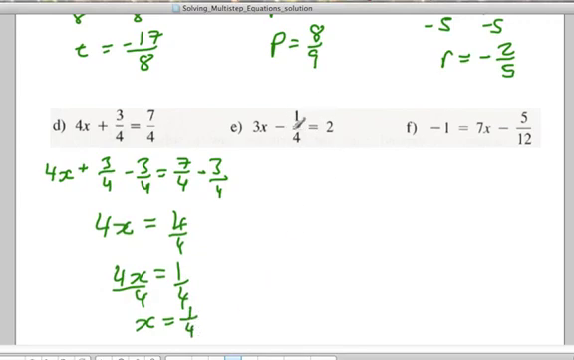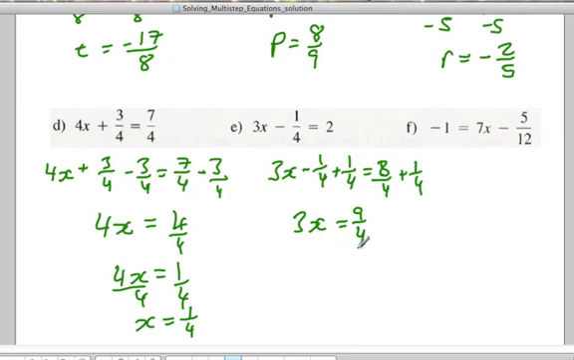For this one, we're going to add 1/4 to both sides. So this is going to be 3x minus 1/4 plus 1/4 is equal to, and I'm going to write 2 as 8 over 4 because we're going to add 1 over 4. So 3x is equal to 9 over 4.